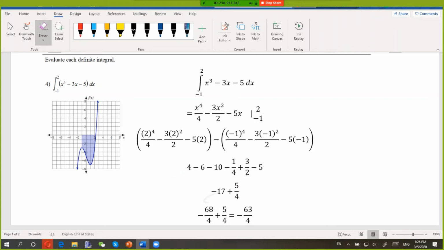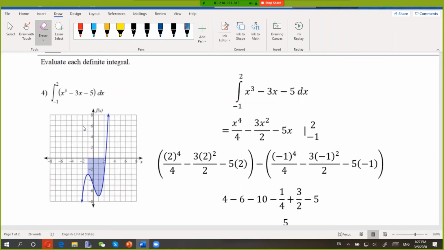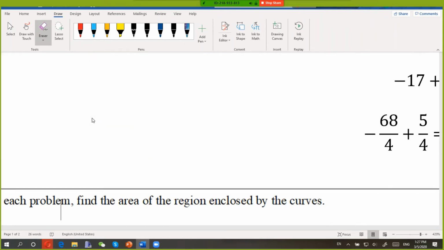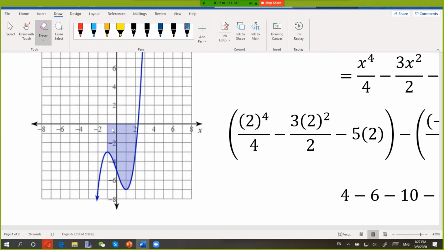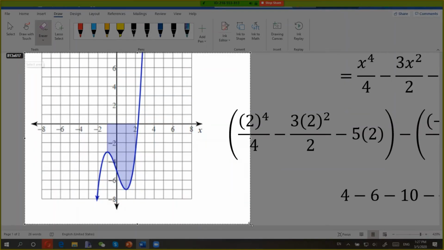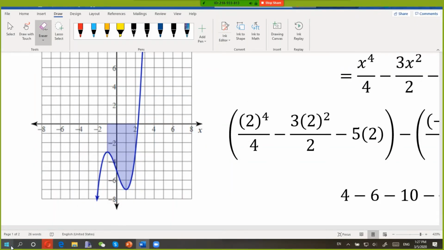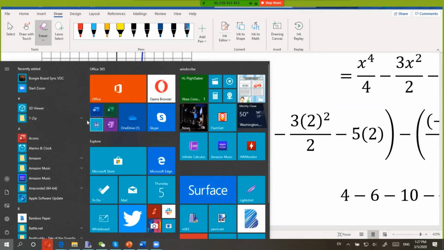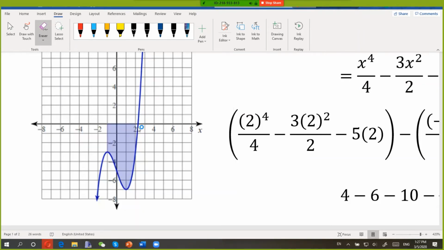Any questions on what we did here? No. Okay, I'm just going to double check here graphically. So we got an answer of negative 63 fourths. Negative 63 fourths is negative 15 and 3 fourths. So we should be able to see that on our graph, hopefully.